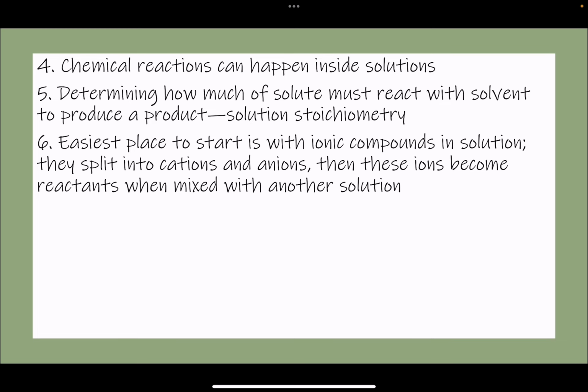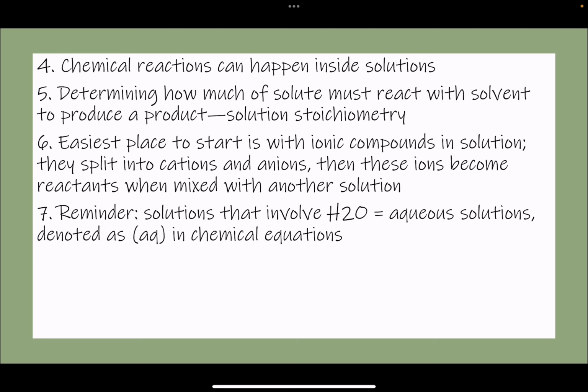The most simple cases are those in which an ionic compound is dissolved in a solution. As we already know, ionic compounds split into their constituent cations and anions when they are solvated. From here, these cations and anions become reactants that can react with the solvent that is dissolving them. As a quick reminder, solutions that involve water are called aqueous solutions, and compounds that are dissolved in water are denoted with the letters AQ in chemical equations. This is important to remember since many of the most common reactions that occur in solutions do involve aqueous solutions.